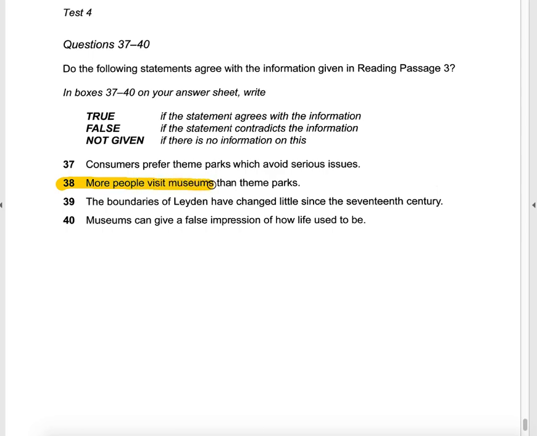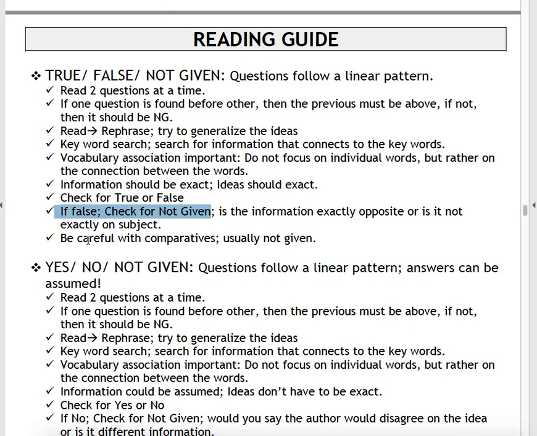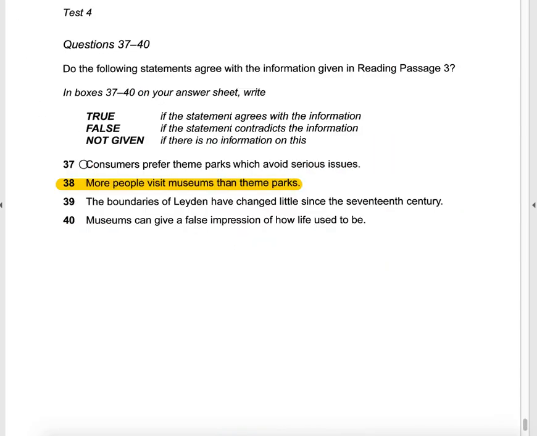38. More people visit museums than theme parks? I can tell you something. It also says this in our guide. Be careful with comparatives, usually not given. See here, more people visit museums and theme parks. So comparing them, probably, I'm going to say it's not given already, but I'm just guessing.